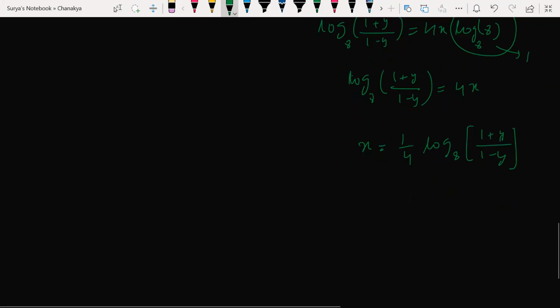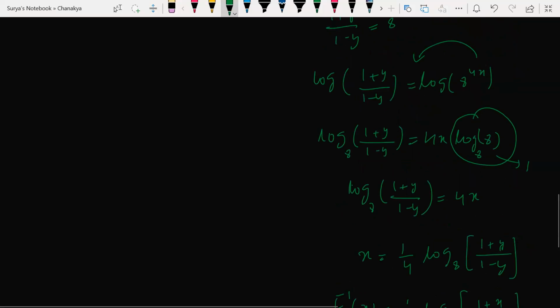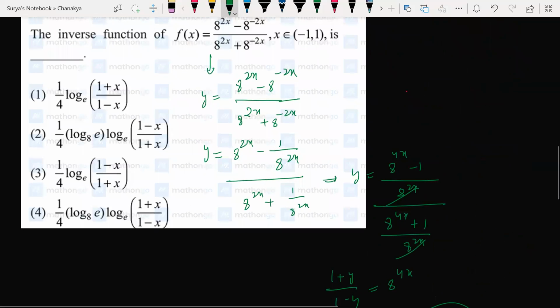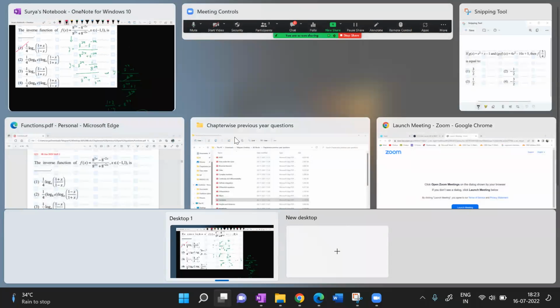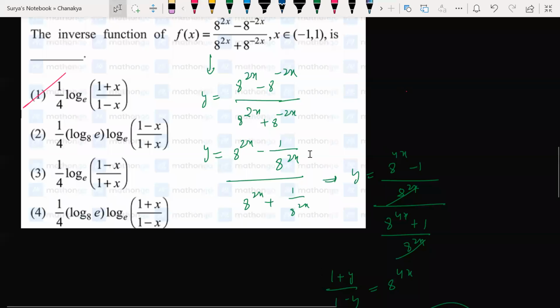Okay. So the inverse function of this is going to be what? F inverse of x is 1 by 4 times, in terms of x, log with base 8 of (1 plus x) divided by (1 minus x). This is the answer. 1 by 4, log of (1 plus x) over (1 minus x). Option A is correct. Check. Option A is correct. So basic simplification here. One second. Yeah. Next question we will move forward.